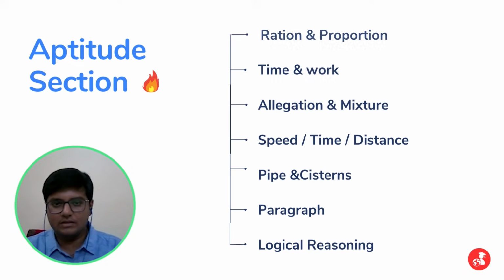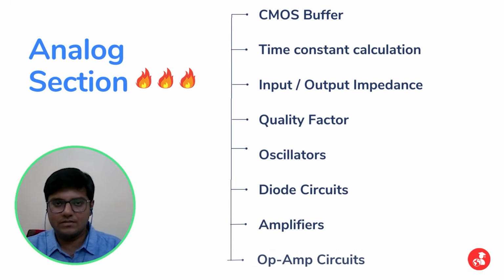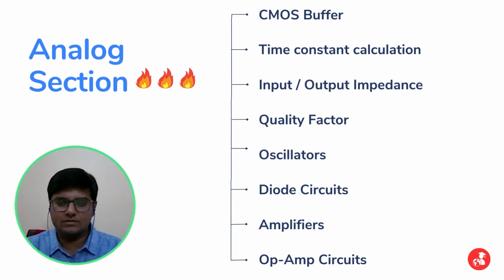If we move on to the analog section, it was quite difficult, and also a bit lengthy, because the questions were from moderate to difficult level. Now the major concepts covered in the written examination included the concept of CMOS buffer, like what is the input impedance and what is the output impedance of a CMOS buffer. One should know that, and the questions were based on that concept.